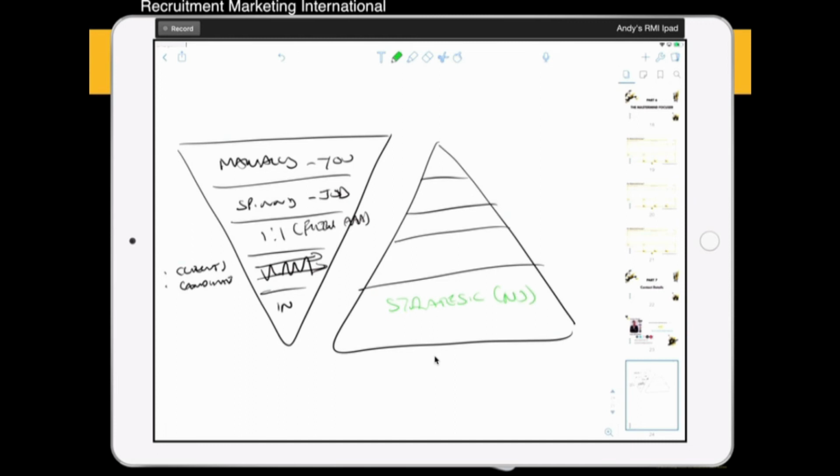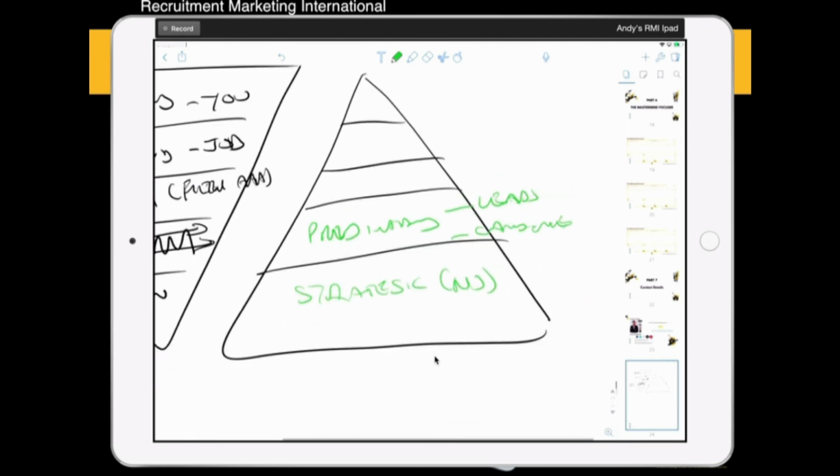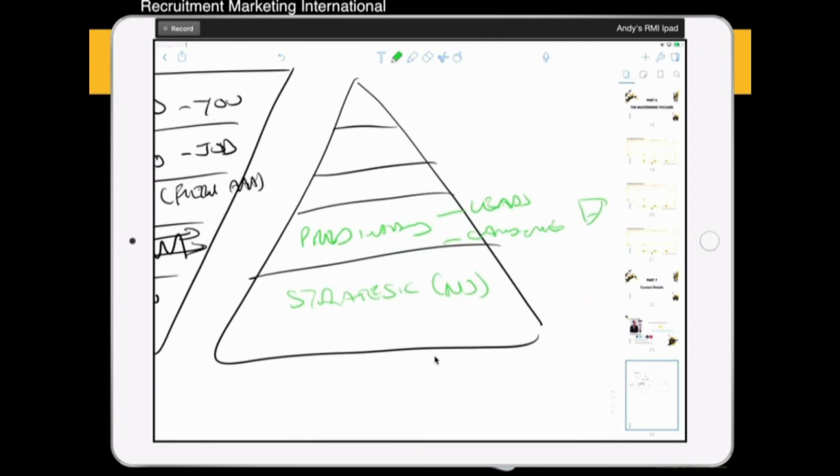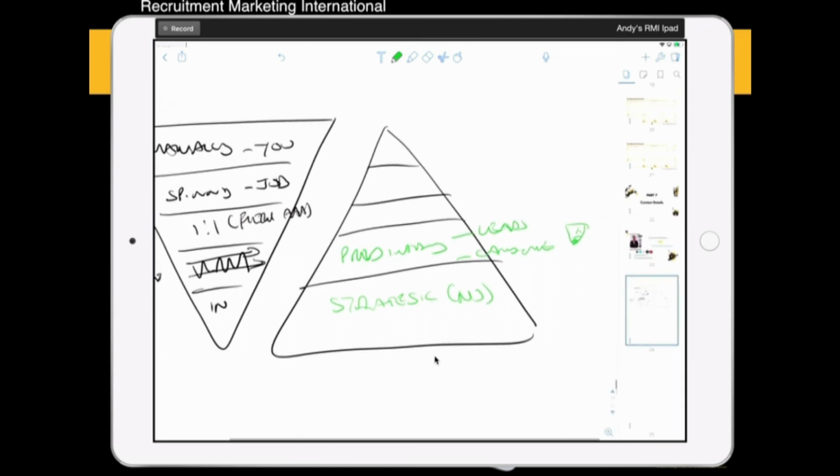So going from feast and famine, up and down, you want predictability. But predictability only happens when you've got leads coming in daily and you've got candidates coming in daily. And guess what? You shouldn't be doing this. Yes, you might be the person who actually interviews the candidate, or the person who actually closes the client. But before that, there are a number of steps. We've got this whole funnel going on, and you might be down here, but not up here. So we want that feast and famine to turn into predictability.